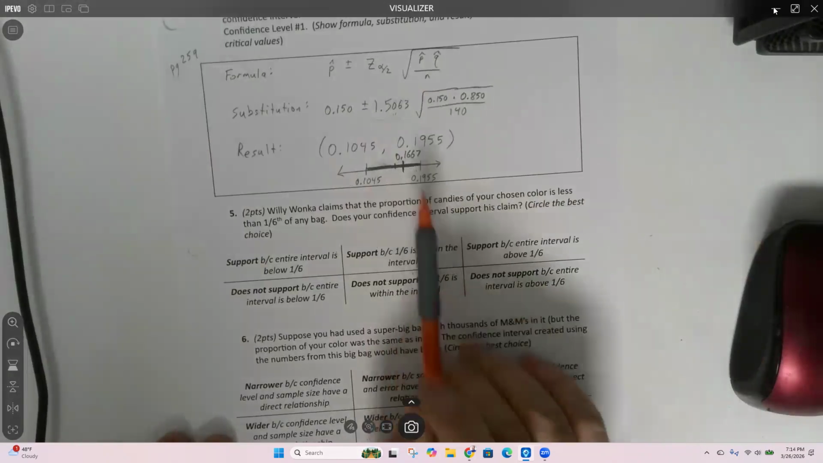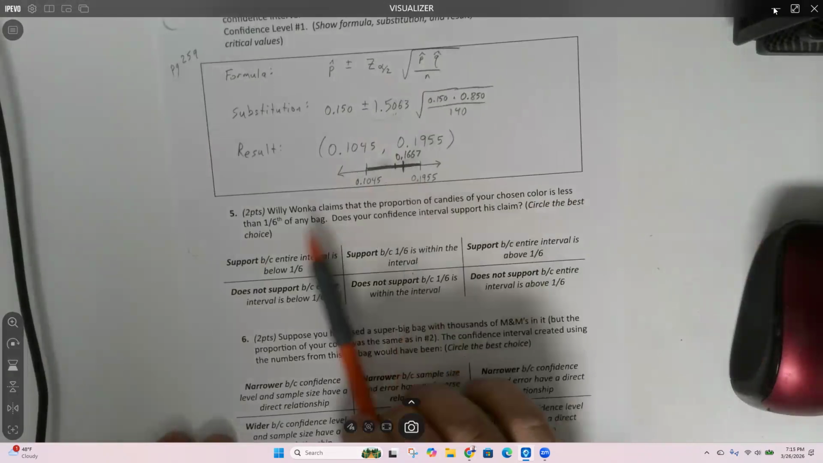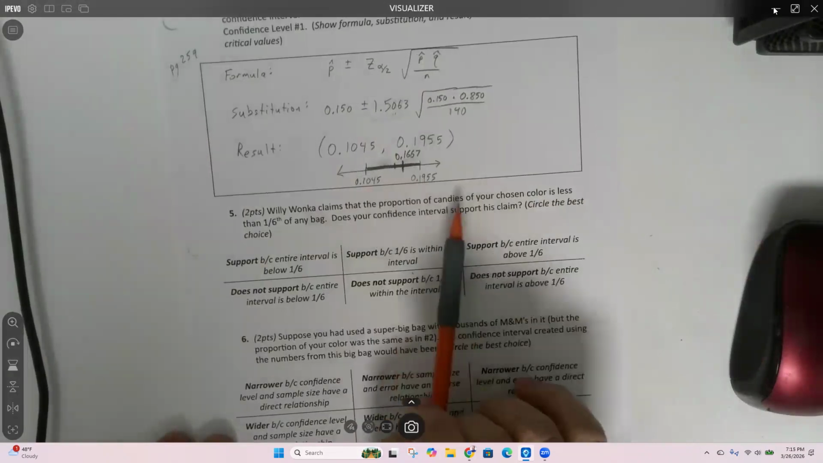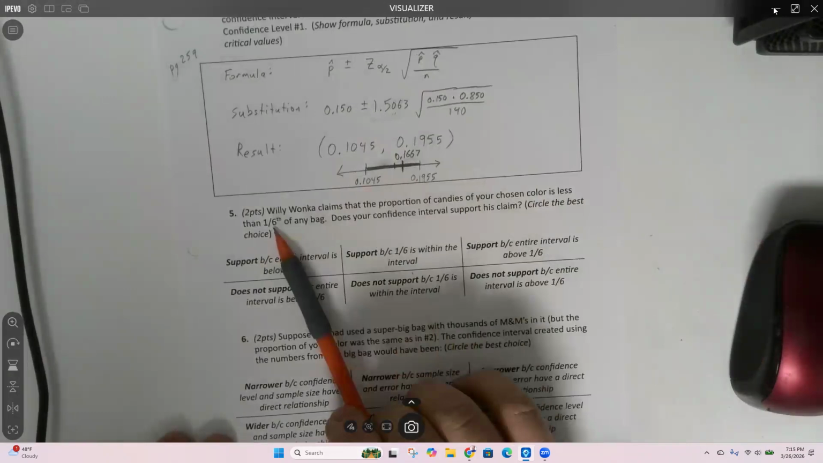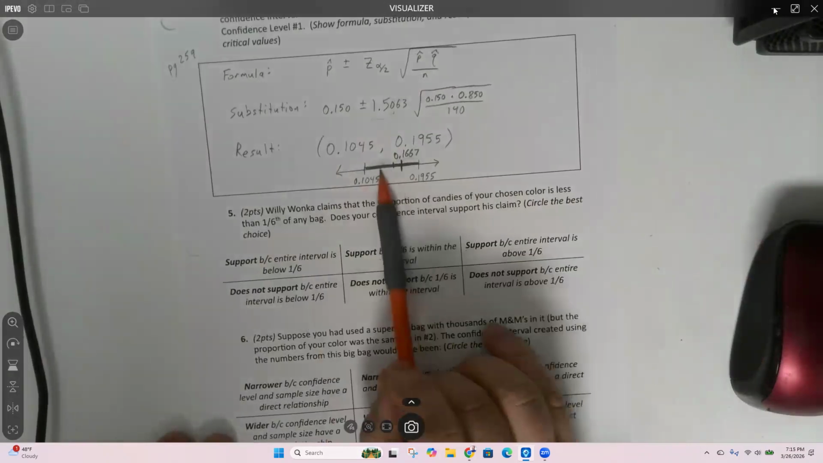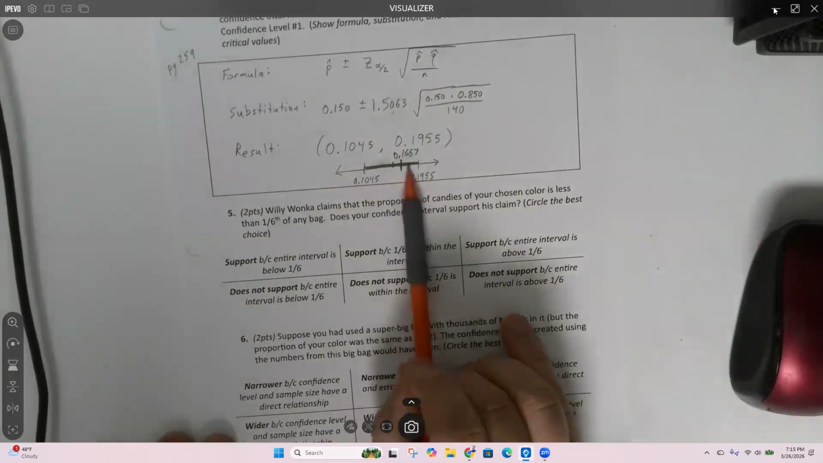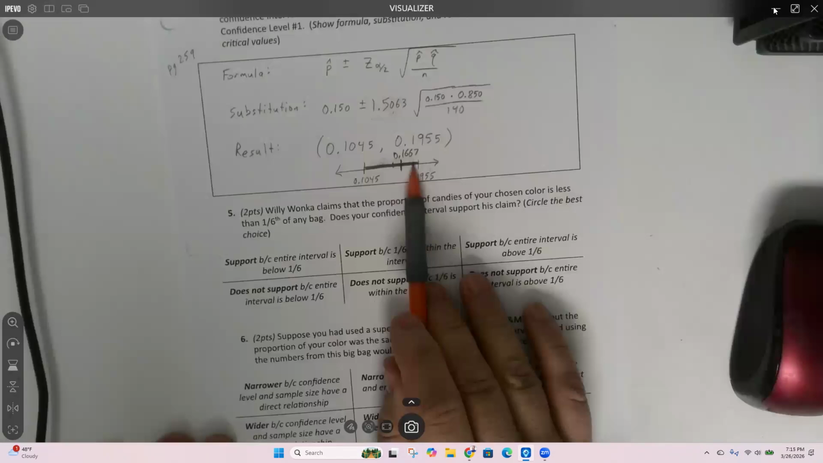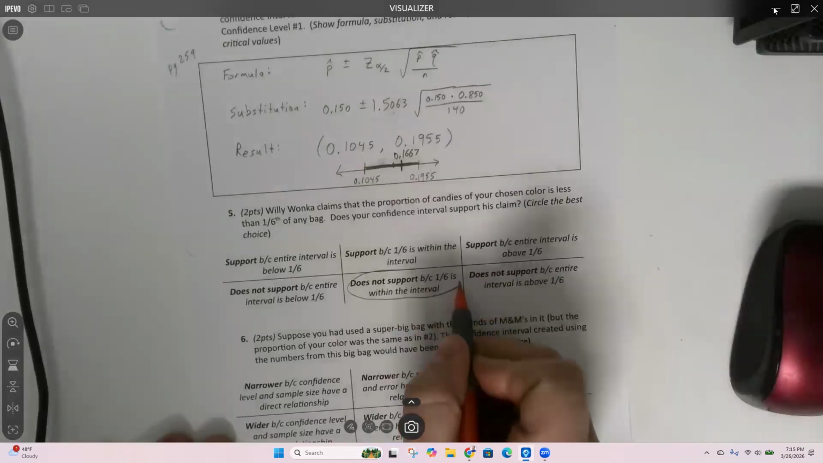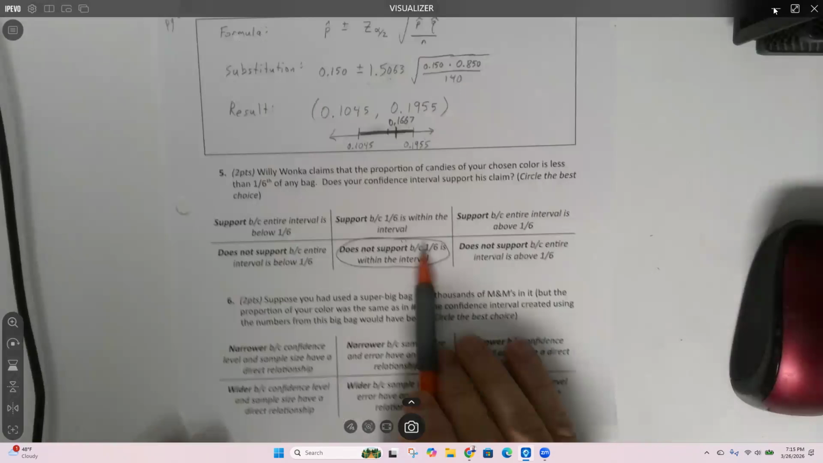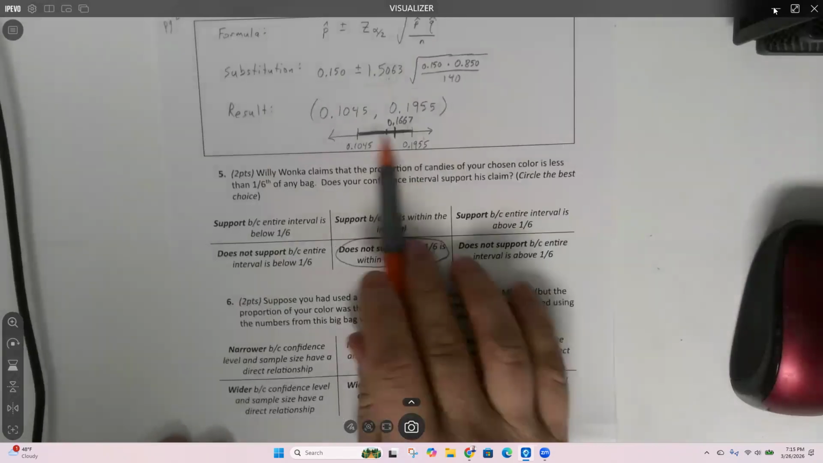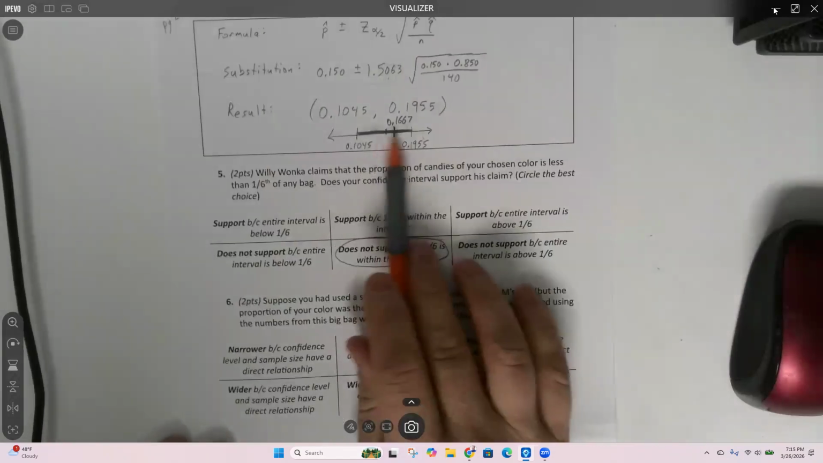So in that case, he's claiming that they're making less than a 6. And I do have some numbers in my confidence interval that are less than a 6, but I also have some that are more than a 6. And so I do not support his claim because 1/6 is inside of my confidence interval. It's between my upper and lower limit.